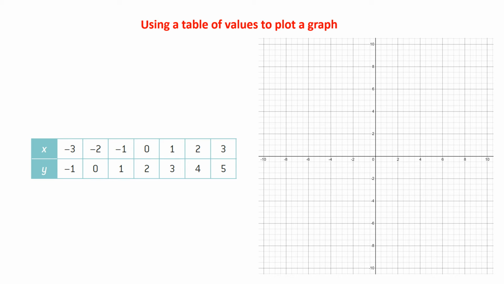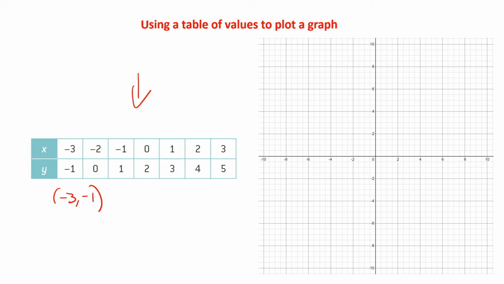Now we're going to use a table of values to plot a graph. What do I mean by that? And by a graph I mean a linear graph. What I've got here is a table of values. So -3 and 1, for example, are going to be coordinates. Those are our coordinates that you would have seen previously.